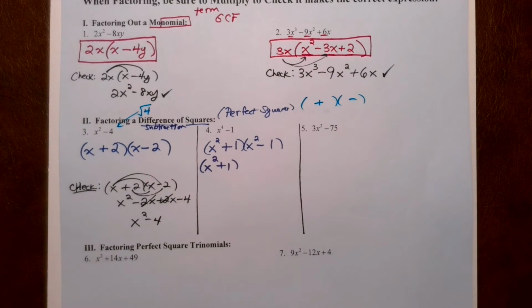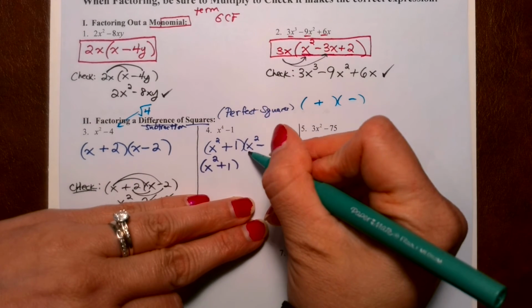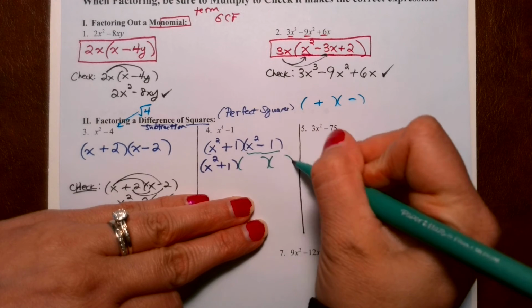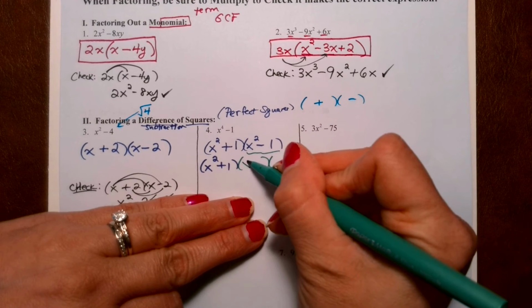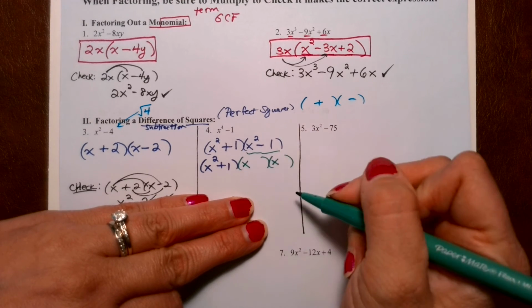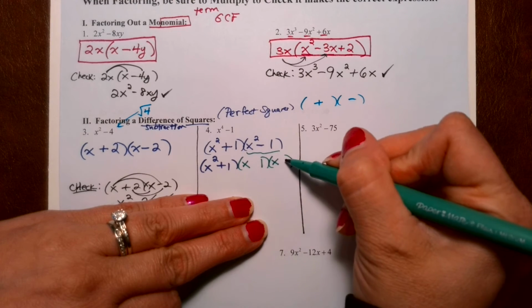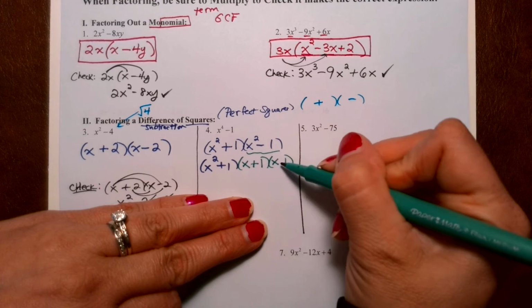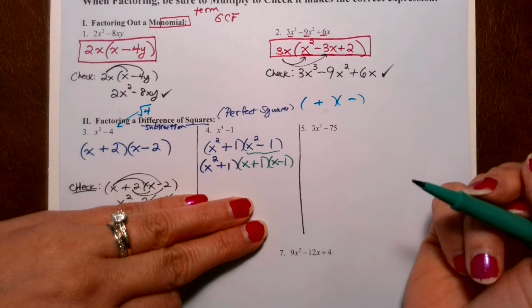But this one over here, let's just change colors for people. This one right here can factor again. X squared can split up into x and x. 1 can split up into plus and minus 1, and that is how you make it.